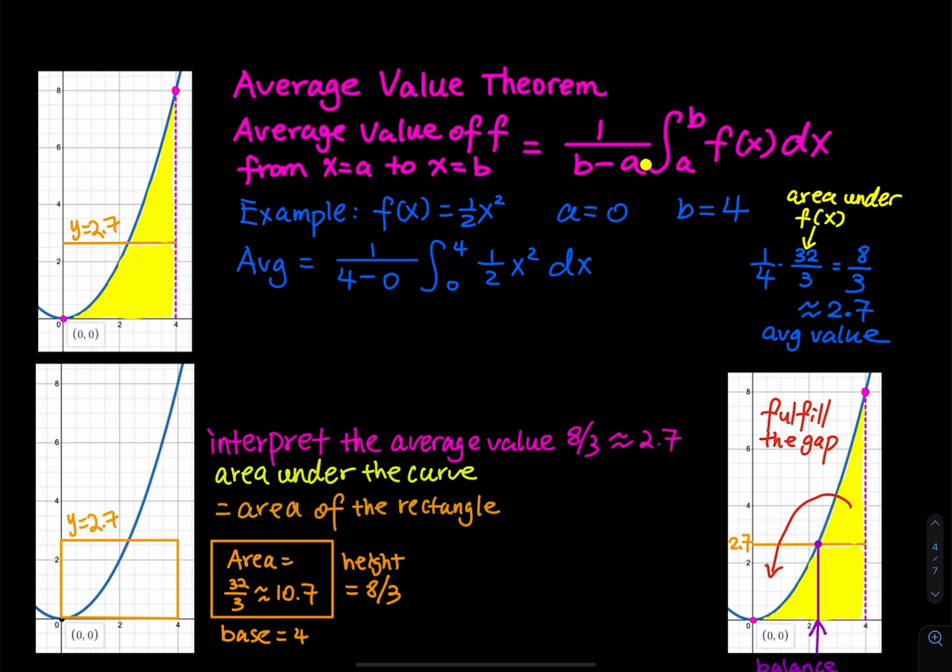So I've just used a very simple example. Let's say f of x equals 1/2 x squared. I want to find the average value of this function where x goes from 0 to 4. So the average value is 1 over 4 minus 0, times the definite integral from 0 to 4 of half x squared dx. Let's see what that equals. You see I have the answer written over here, but let's do the detail right now.